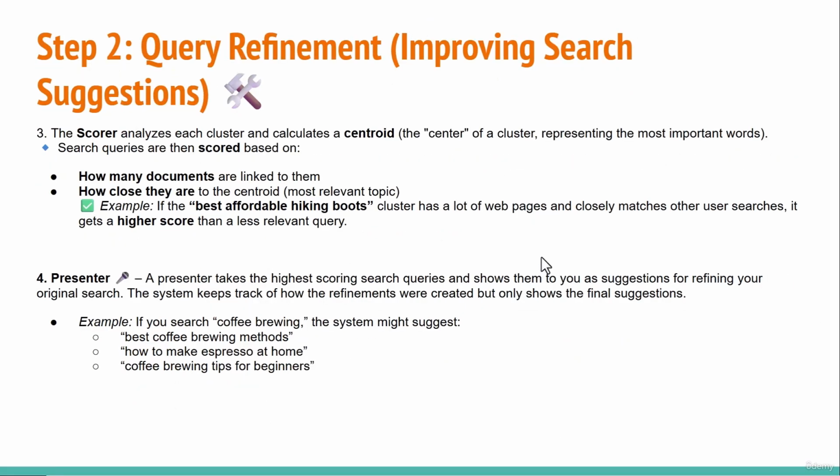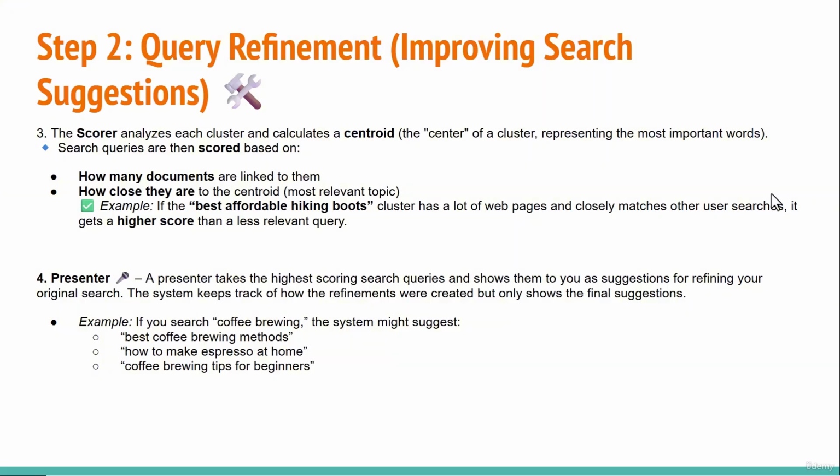Next comes the scorer. This analyzes every cluster and calculates the centroid. Then search queries are scored based on how many documents are linked to them and how close they are to the centroid, the most relevant topic. Search queries are scored based on how many documents appear when a query is searched and how close they are to the centroid. Let's say you search for best affordable trekking boots. The cluster has many pages and all of them match the user's search. Therefore, this query will receive a higher score than a less relevant query.